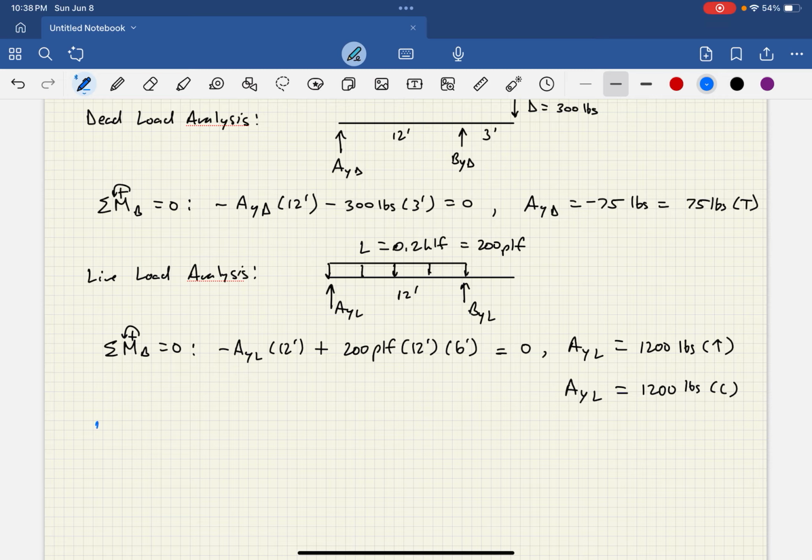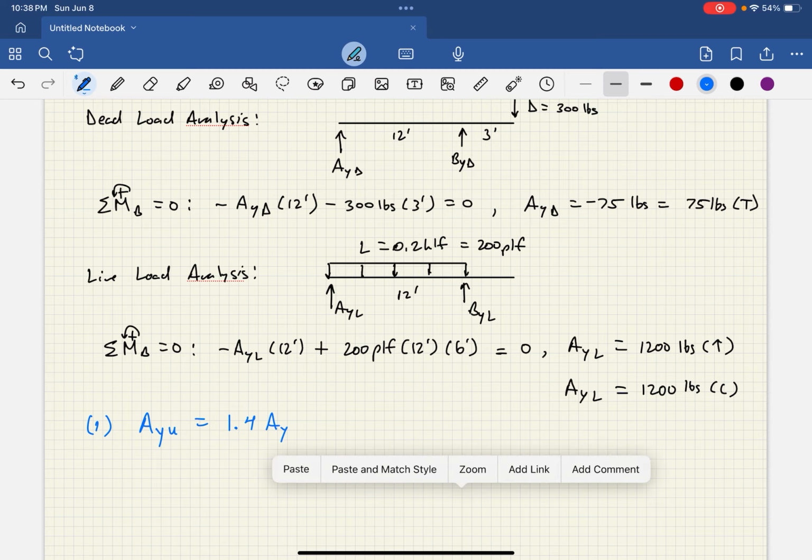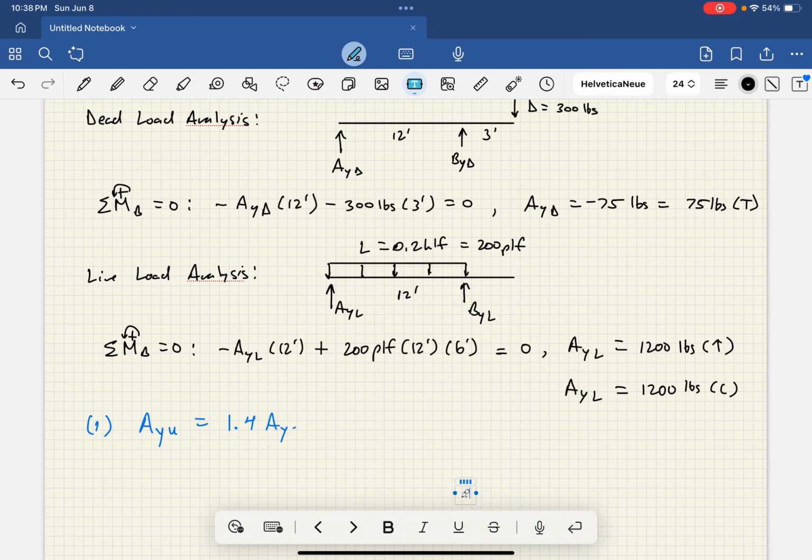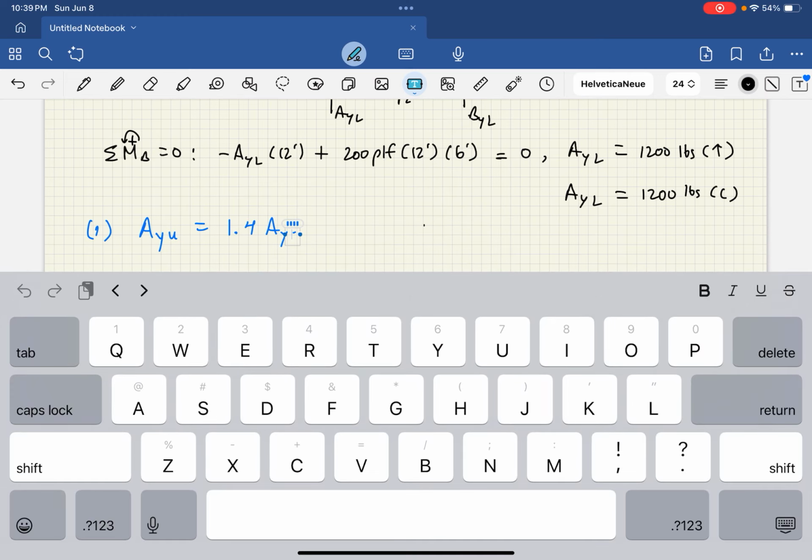And so that first load combination is, I'm going to say that AYU is going to be equal to 1.4 AYD, okay?